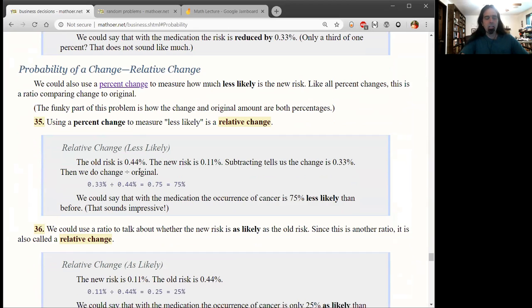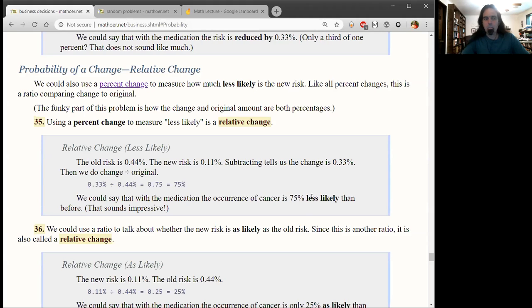So we again say that we'll do the change. We just found the change. That was the 0.33 divided by the original. And now we get a big number comparatively, 0.75, 75%. So we could say the medication has a relative change of 75%. And that makes it sound like it's a very effective medicine.